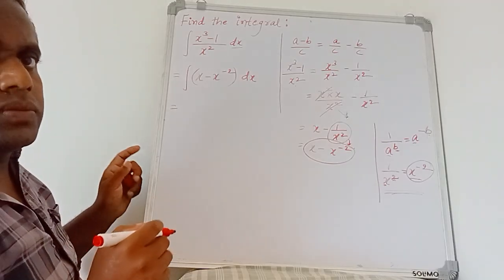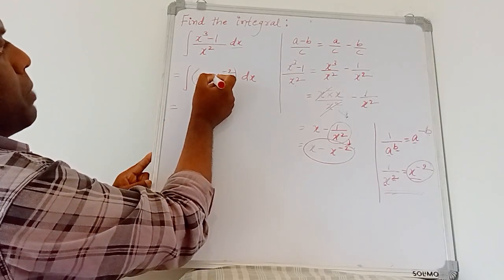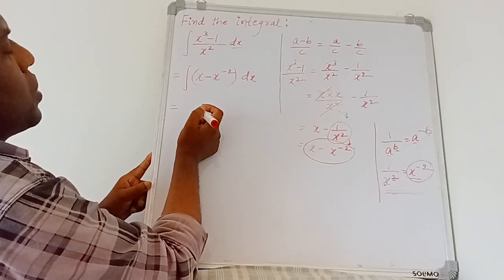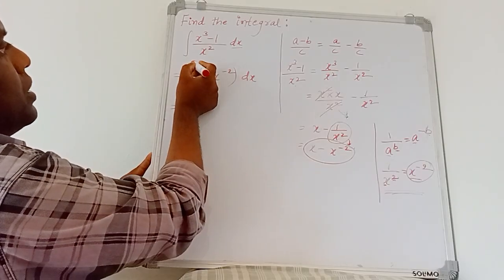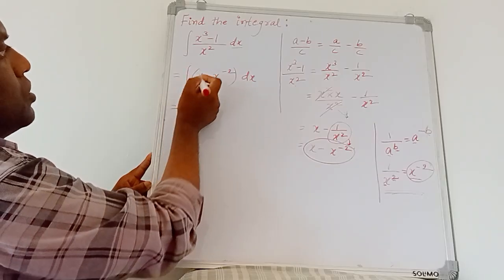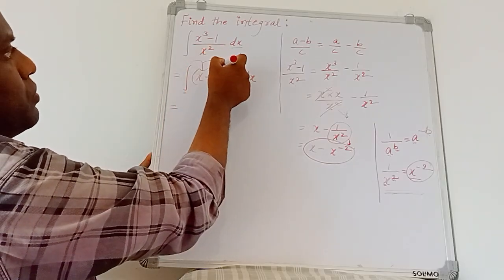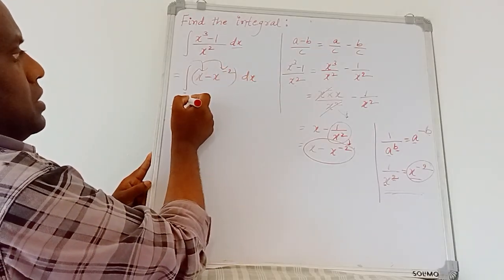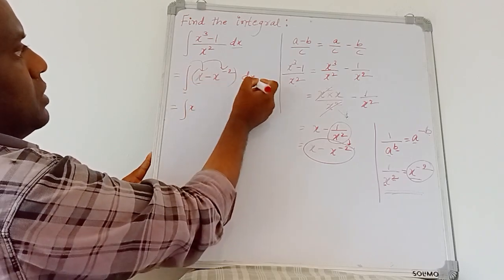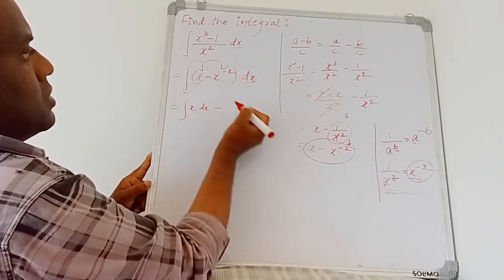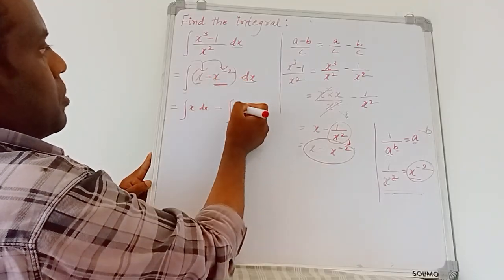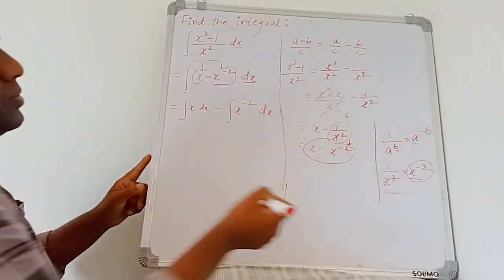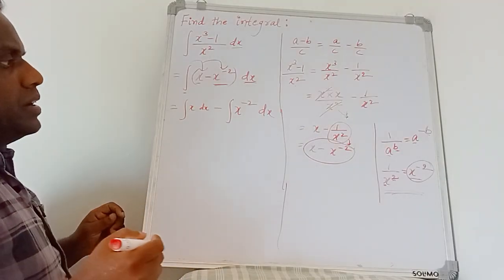Next step is what? See, here we have minus. You can take this integral symbol for this x separately, then for this x to the power of minus 2 separately, along with dx. I will write it. So integral of this x dx, this minus, again integral of this x to the power of minus 2 dx.